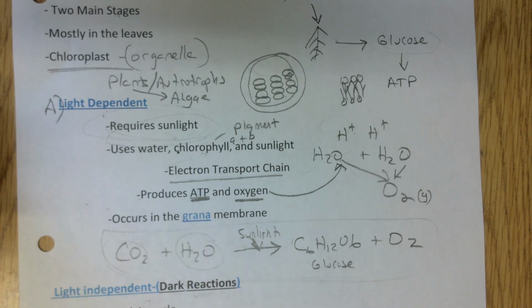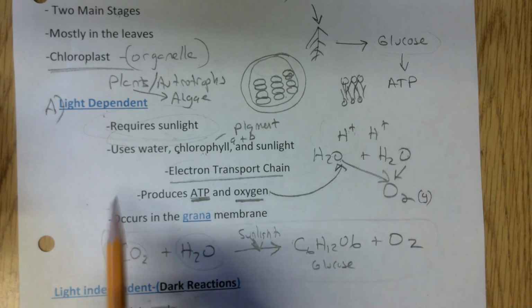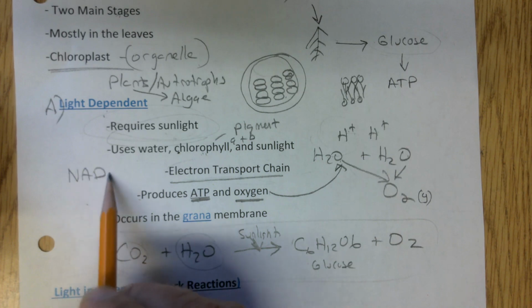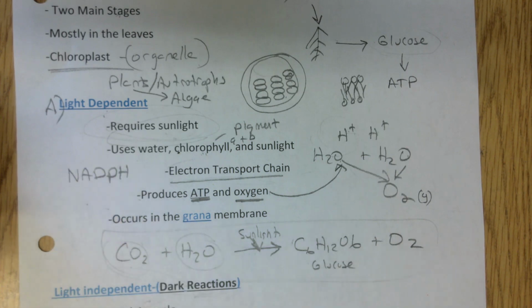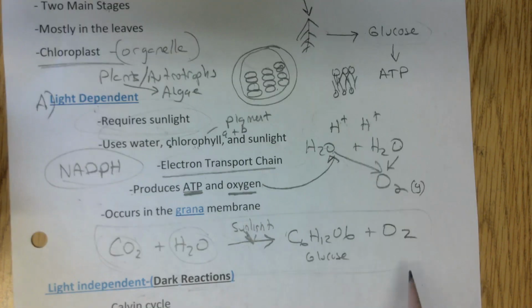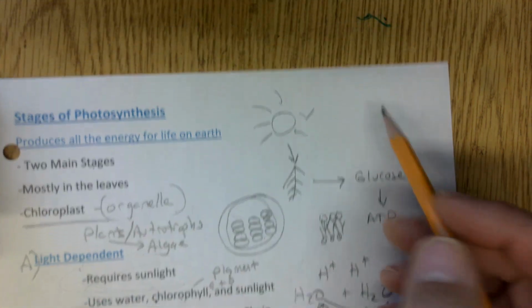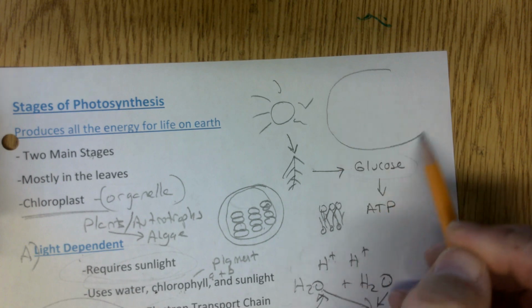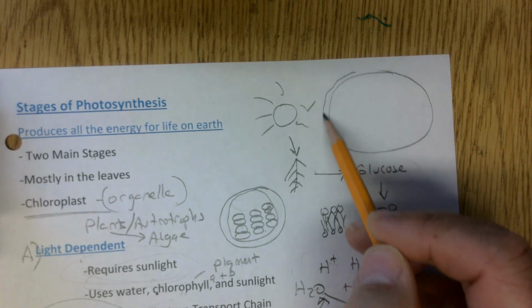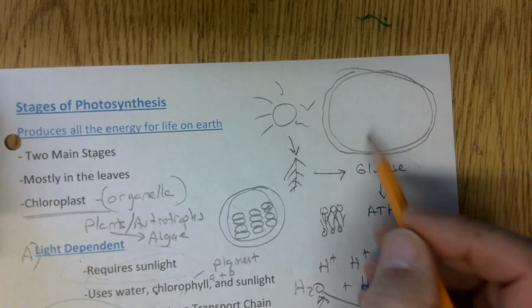Okay, there's also something called NADPH. You don't necessarily have to know that, but that's also created and then used in the next stage that's coming up. This occurs in the grana membrane, or these little stacks, which are also called thylakoid membrane. So if I made a different picture up here, so if I go inside of here, this is a chloroplast here.